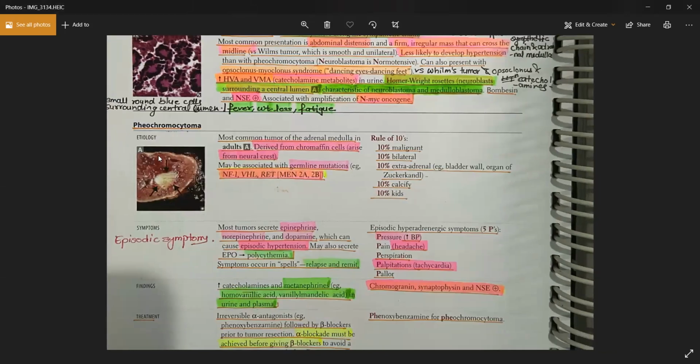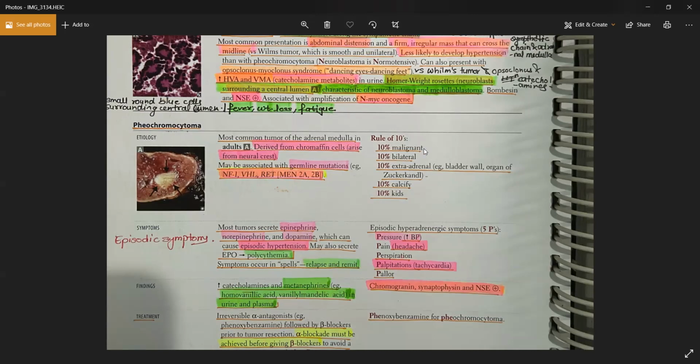Then comes the pheochromocytoma, which is derived from neural crest cells again. Please remember the germline mutations, it is very important. You can see pheochromocytoma in neurofibromatosis type 1. You can get it with von Hippel-Lindau disease. You can get it with the RET mutation, which is MEN2A and MEN2B syndrome. So NF1, VHL, and RET mutations for MEN2A and MEN2B syndrome can all cause pheochromocytoma.